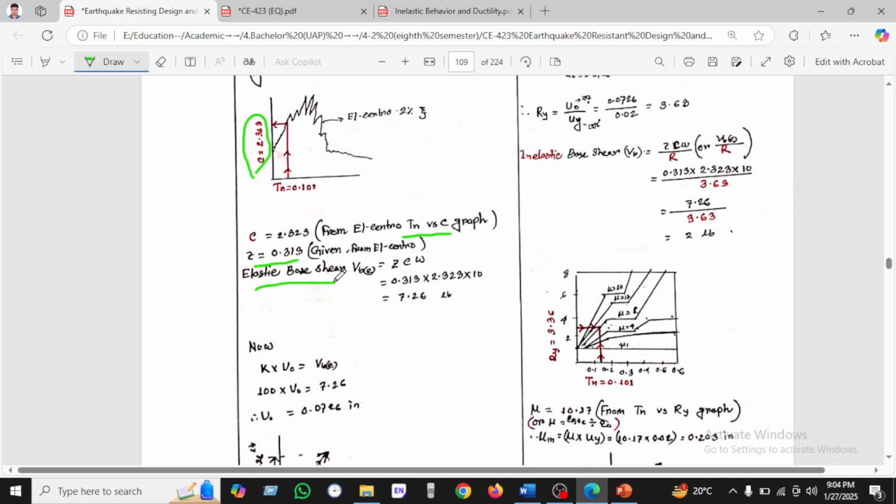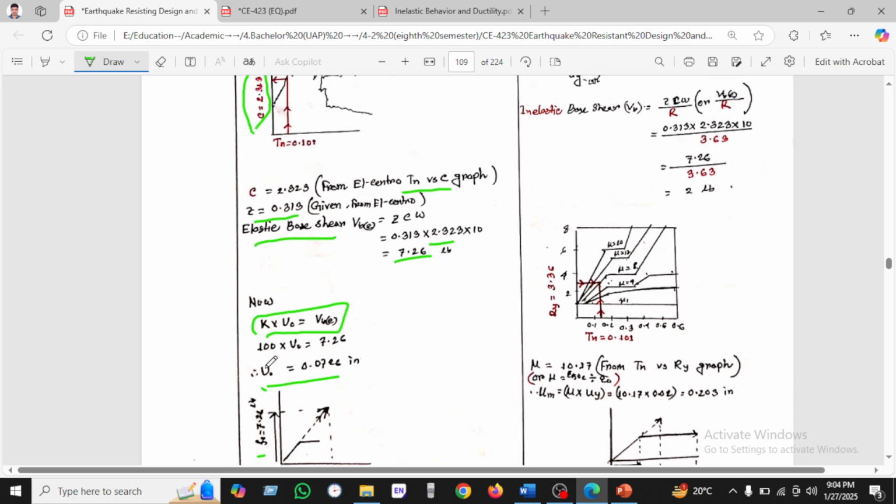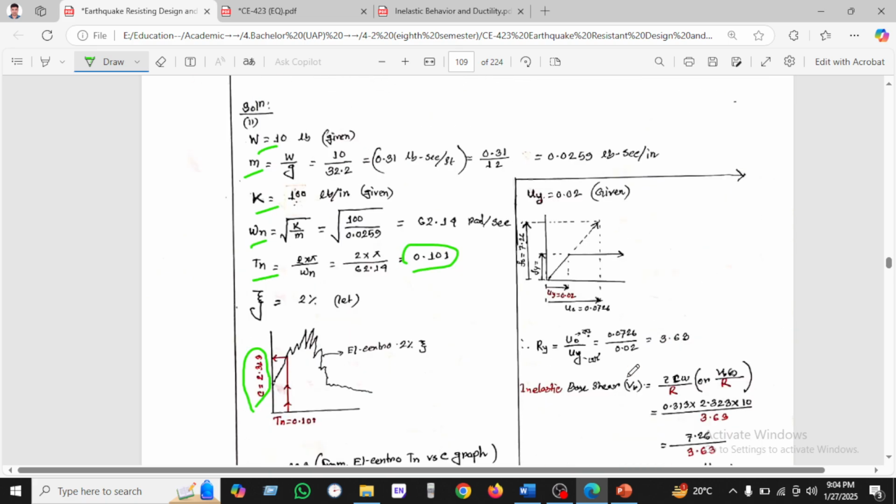Now, elastic base shear equals Z C W. Putting all these values, we found 7.626, and K equals U naught equals KB. Putting all these values, we found U naught equals 0.026 inch square. This is not the ultimate and this is not the proportional. It is the U naught, and after that we also found F naught 7.26. Here is F naught, we can see the base shear, but it will be F naught.